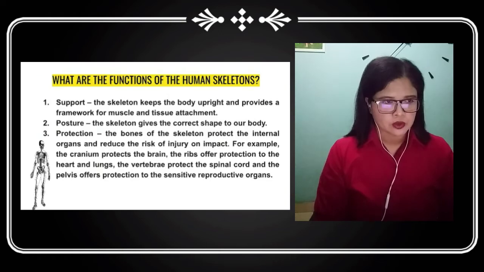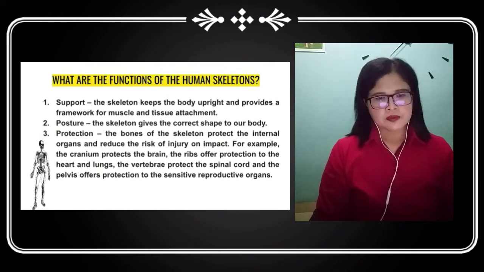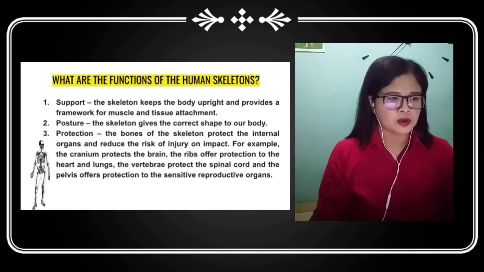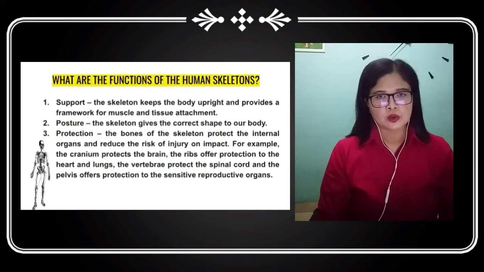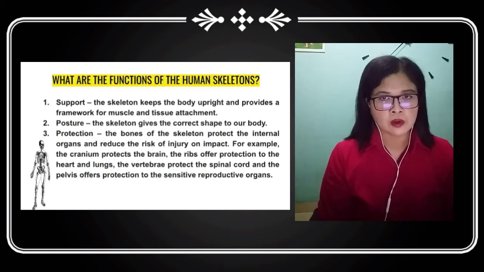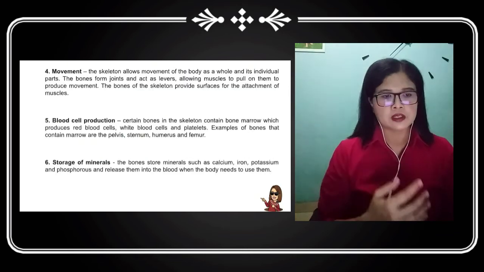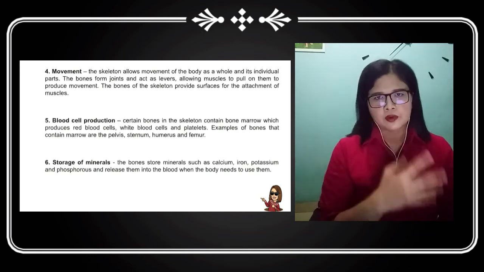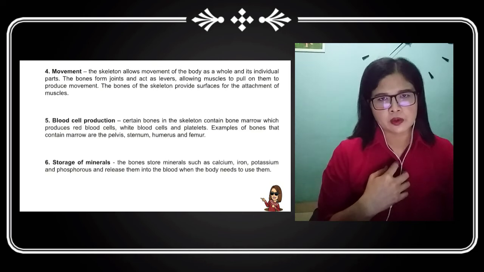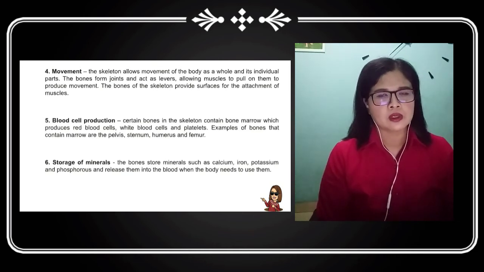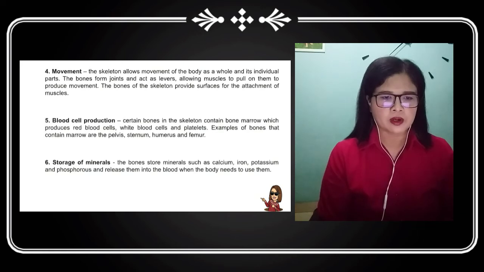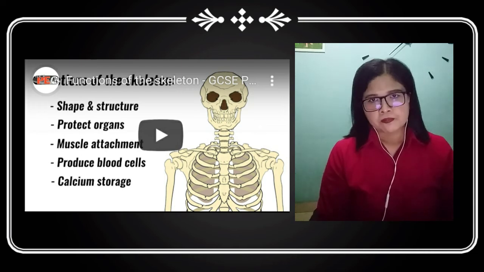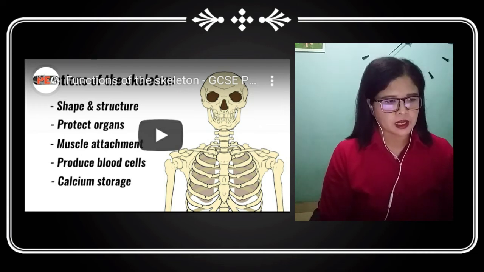And then in the Google slide, you can also find 6 functions of the human skeleton, so I explain in more detail there. Firstly, to support, to protect, to give posture, and then it's also to help us to move, like I have explained just now. And the other 2 that I haven't explained are that the bones also produce red blood cells, so it's very important for humans to have bones. And also the last function is storage of minerals such as calcium, iron, and potassium. And in your Google slide, you can also find the video about the function of the skeleton.